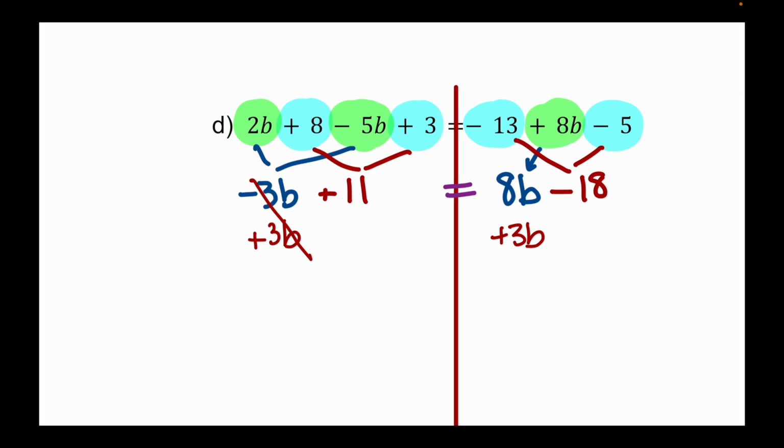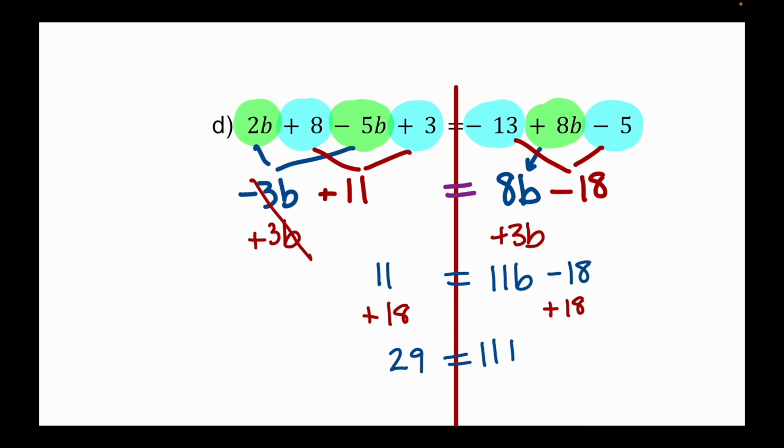So that'll leave us with just 11 on this side, and that's going to be equal to 11B on this side, and then the -18. We can then add our 18 to both sides. Whoops. Add 18, add 18. And then that will give us 29. And that's going to be equal to 11B.